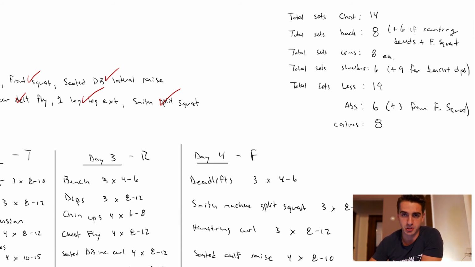So the 6 sets are just going to be the seated lateral raise, so that's going to be hitting our side delt, and then I want to do rear delt flies, so there's not going to be too much crossover for those movements with the bench and dips, so I think that'll be good shoulder volume.